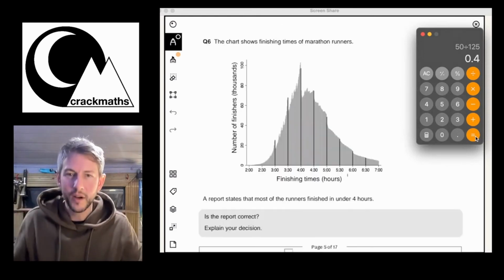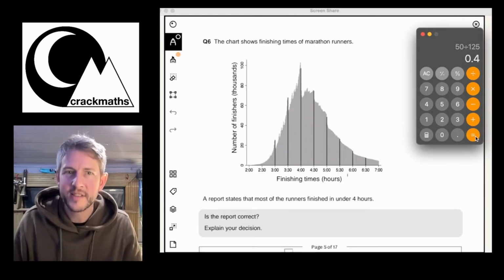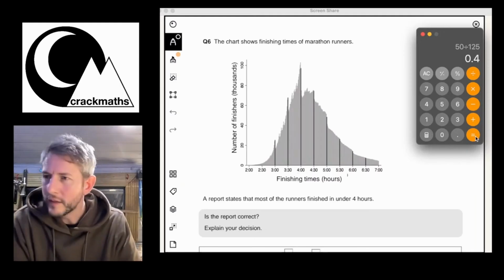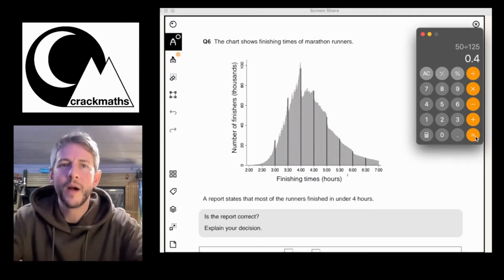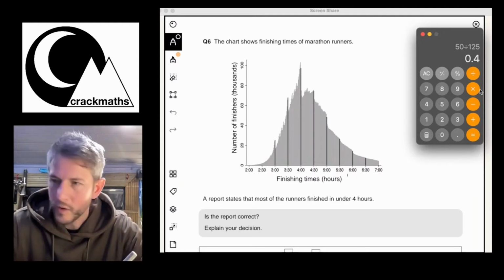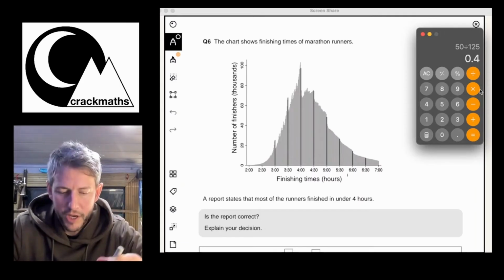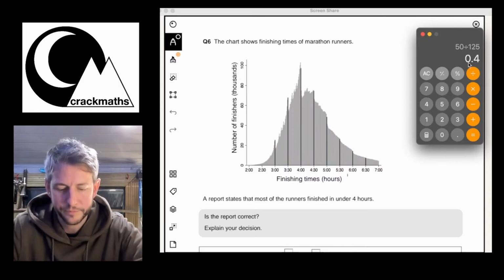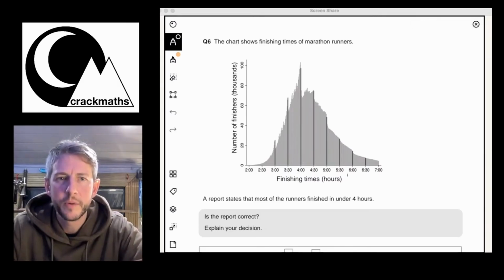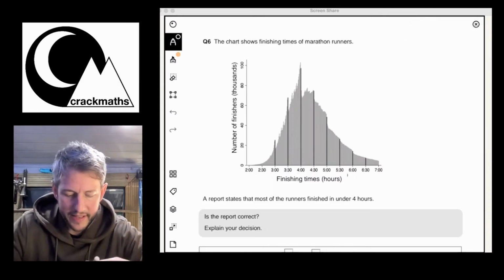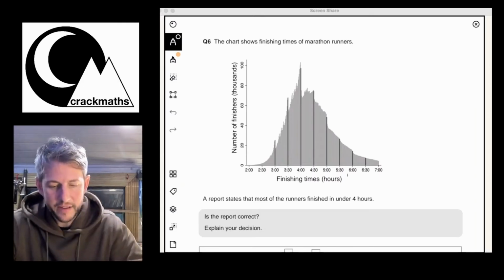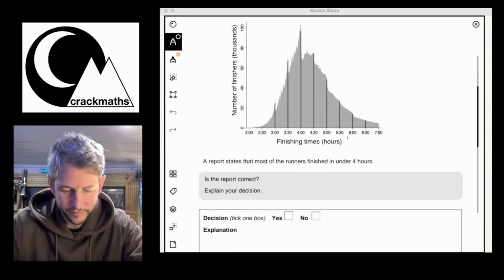Okay, right, let's have a look at question 6. Oh no, I had calculator problems there. Question 6 says, the chart shows finishing times of marathon runners. Let me just move my calculator away. A report states that most of the runners finish in under 4 hours. Is the report correct? Explain your decision.